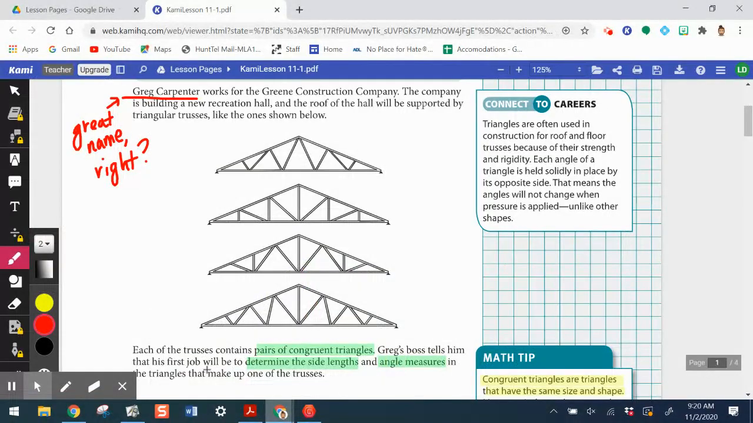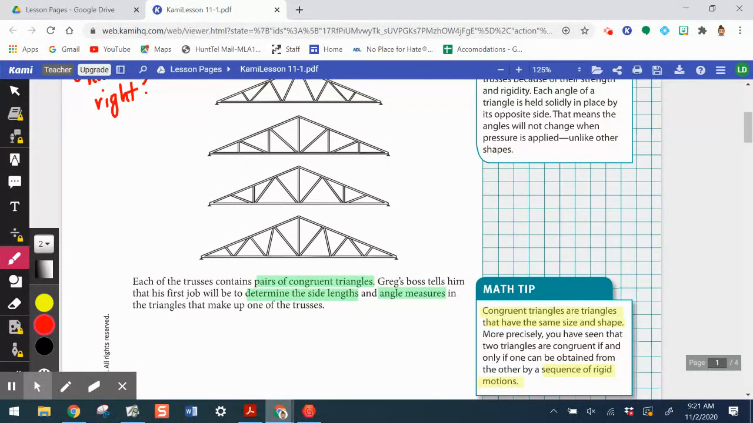Triangles are often used in construction for roof and floors because of their strength and rigidity. I thought that was interesting that they use the term rigidity when we've been studying rigid motions. Each angle of a triangle is held solidly in place by its opposite side. So that's what makes that structure so strong: this opposite side right here holds together its opposite angle. Each of the trusses contains pairs of congruent triangles, and Greg's boss tells him that his first job will be to determine the side lengths and angle measures.